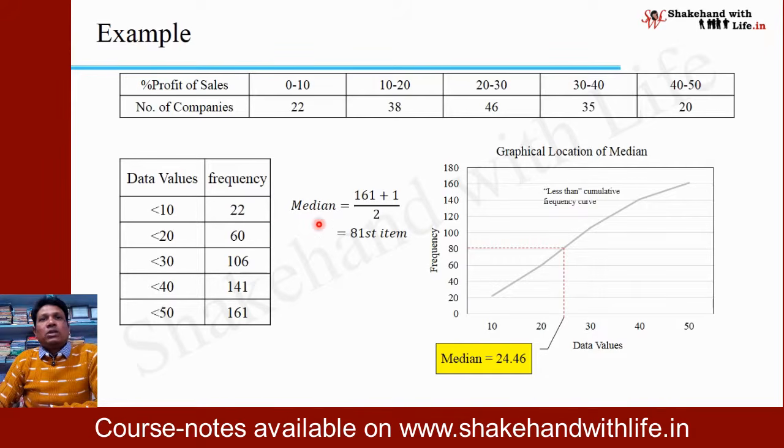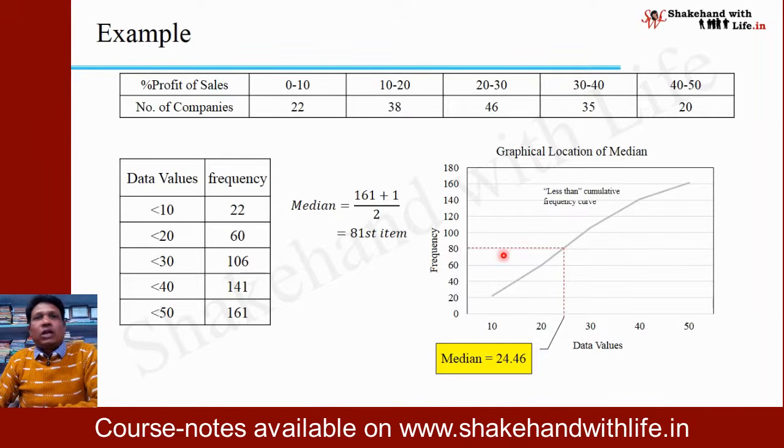Now the median value is 161 plus 1 divided by 2, which is the 81st item. So you need to locate this 81st item in the frequency. Locate this on the y-axis. Here is the 81st item. So draw a horizontal line parallel to the x-axis.